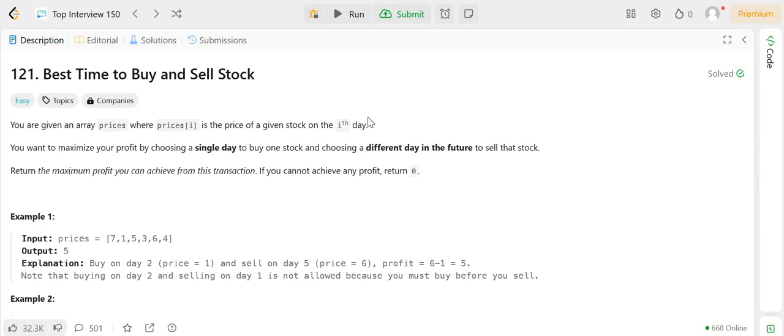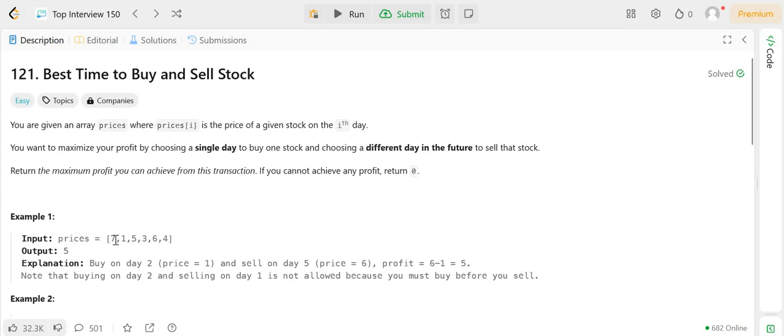So in this video, we are going to solve the next question of our top interview 150 question series, that is best time to buy and sell stock. So let's first understand the problem. You are given an array prices where prices[i] is the price of a given stock on the ith day. So in the example, you can see one input is the prices array and each integer is the price of a given stock on a particular day.